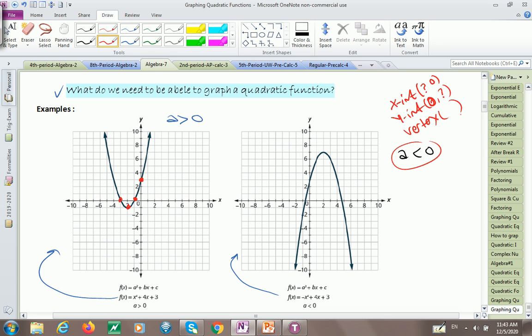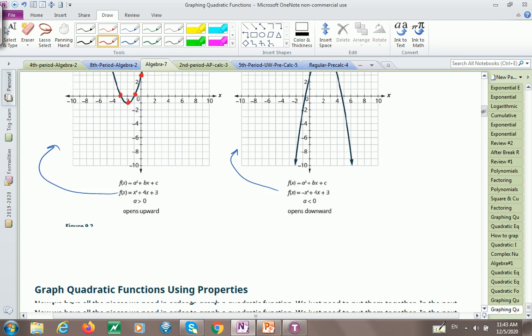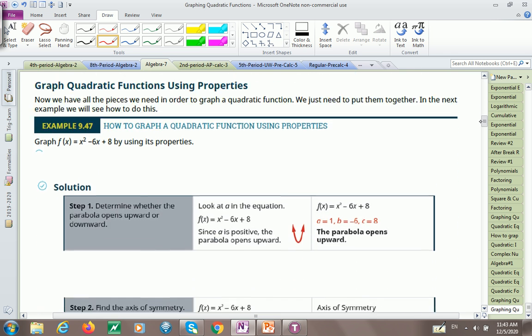And sometimes that could be 0 as well. Okay, let's get started with our example 1.